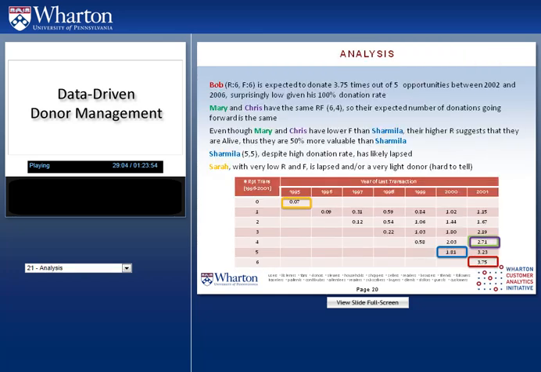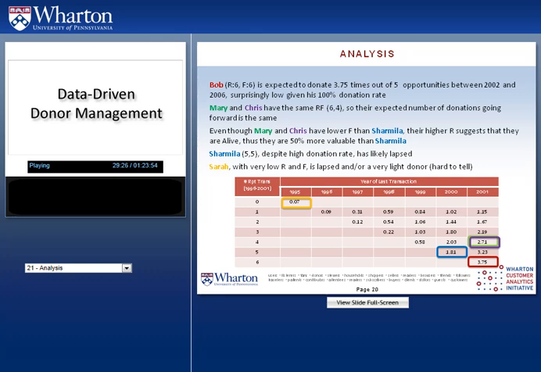So the next slide is just a summary. We're showing you the numbers again and telling you the stories, trying to get you a sense of why we'd expect some of these differences. But the really important question is, are these numbers accurate? Now, we're making these projections about Bob and Mary and Sharmila and Sarah and Chris. But how accurate are the numbers?